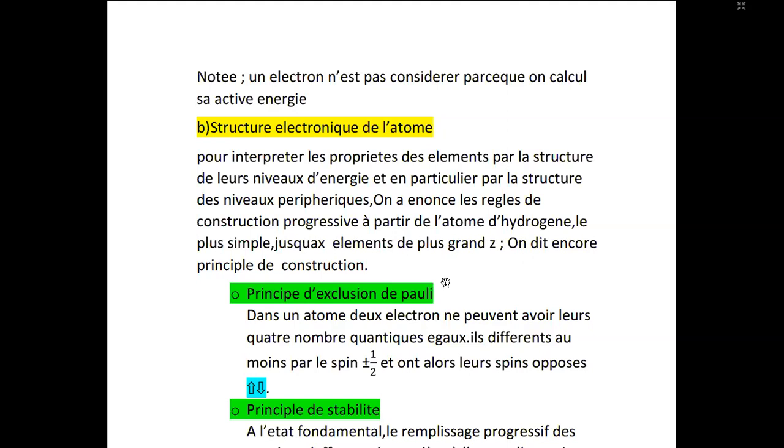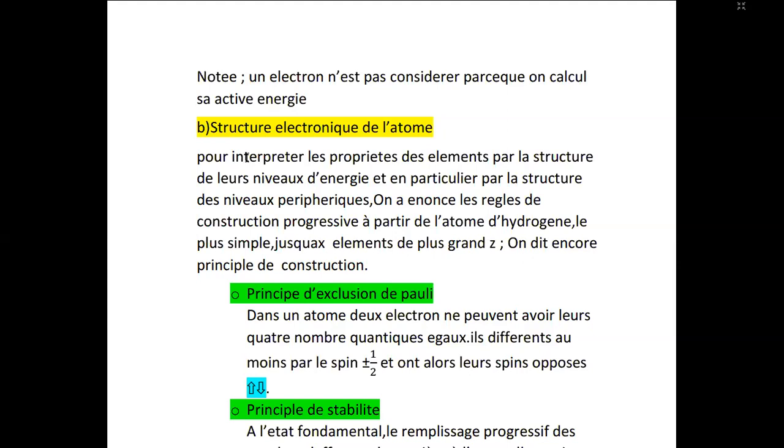On dit encore principe de construction. So, to interpret the properties of elements by the structure of their energy level and their outermost shells, we have to formulate a way of drawing an atom from the most simple atom of hydrogen to an atom which has what?